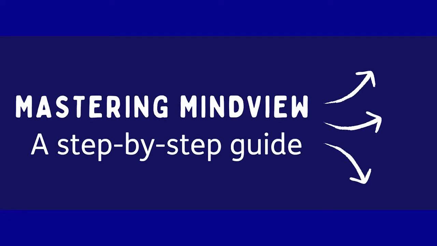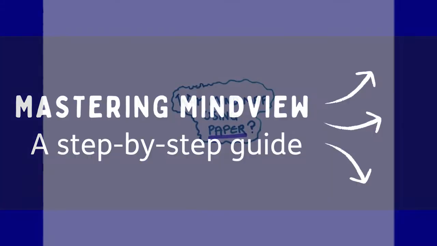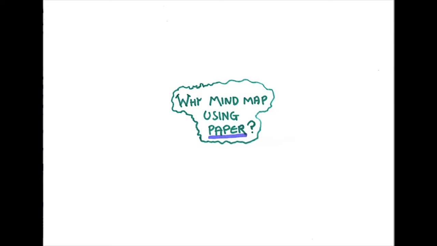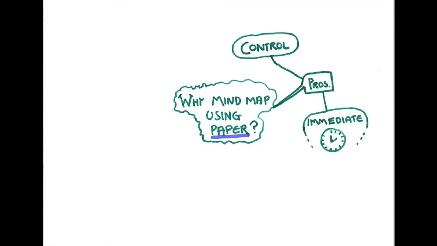Now, some of you might be familiar with the process of making mind maps on paper, which is a great way to think about structuring an essay plan or revising. It's a very immediate way of getting your thoughts in order. You've got a lot of control because all you need is a piece of paper and a pen. You don't have to worry where all the functions are on a piece of software.